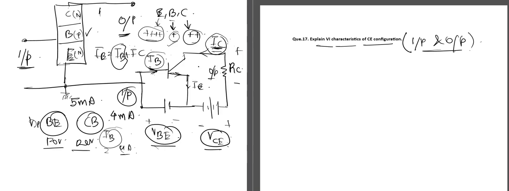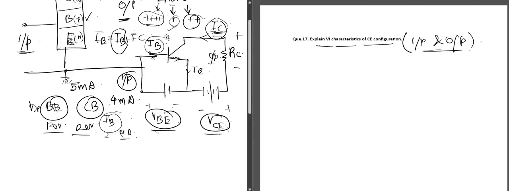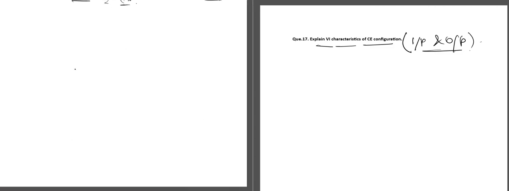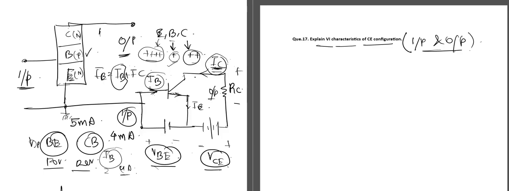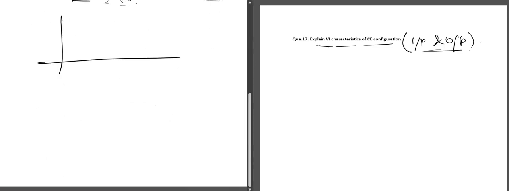So this is the most widely used amplification, or we can say transistor configuration. At first, let us describe its input characteristics. The input characteristics is the plot between the input voltage and the input current. The input voltage is V of B, the input current is IB. So this is the plot between the input current and the input voltage.